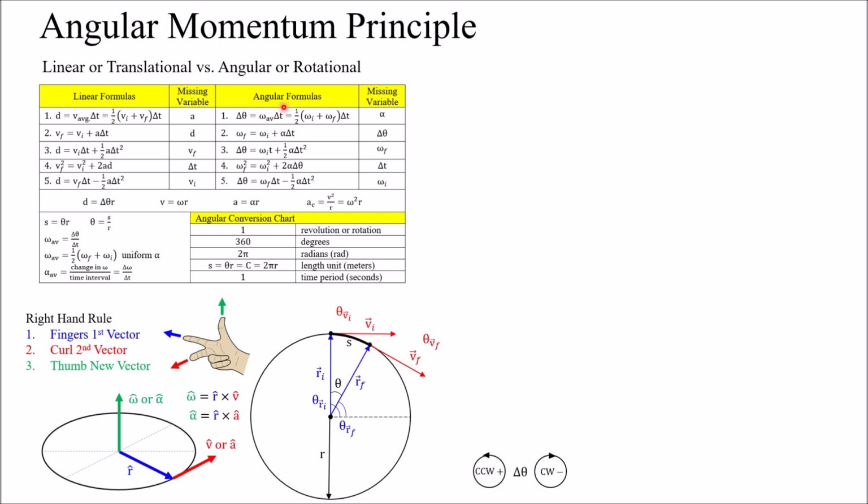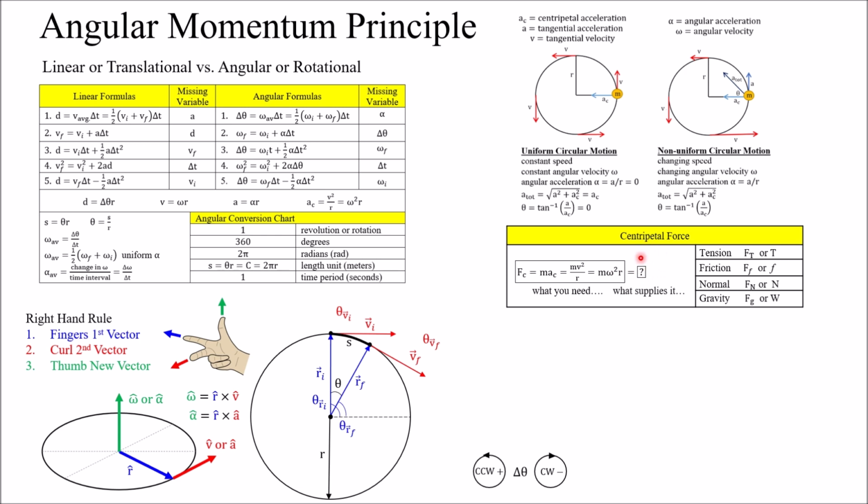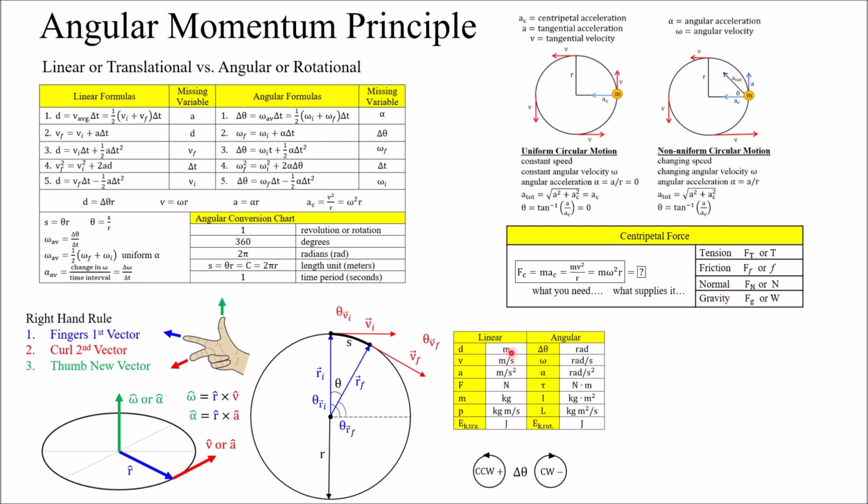The linear formulas and the angular formulas are very similar to each other. You just swap out the variables, and our five kinematic equations are easily converted. We have the idea of uniform versus non-uniform circular motion, one of which is only a change in direction, and then we can add an additional tangential acceleration or angular acceleration if we want to. Then we have centripetal force, where we need some sort of force to hold us in that circular motion, which is supplied by real forces. We have linear versus angular units as well, but it's fairly analogous.